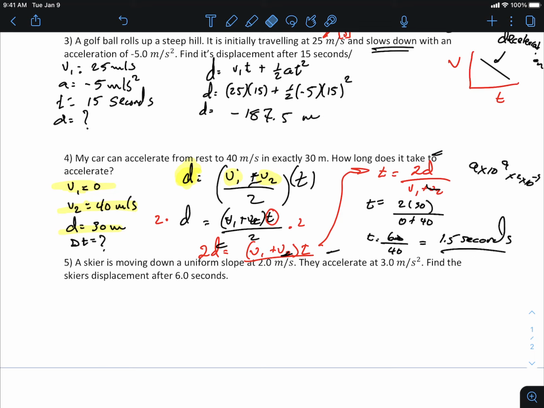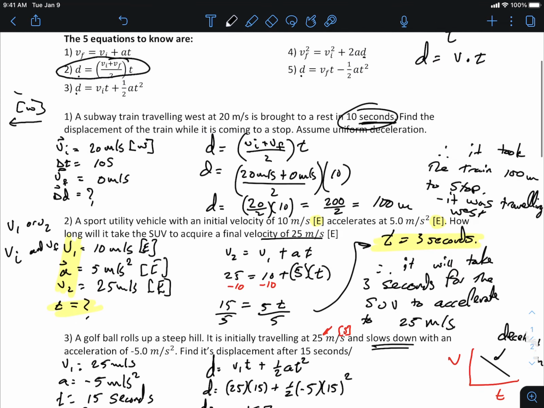So a skier, we'll do one more, and then that'll be it. A skier moving down a uniform slope at 2 meters per second. Right, so v1 is 2 meters per second. They accelerate, a is 3, and find the skier's displacement after 6 seconds. So we also know delta t is 6 seconds, and we want to find d, or how far they've traveled.